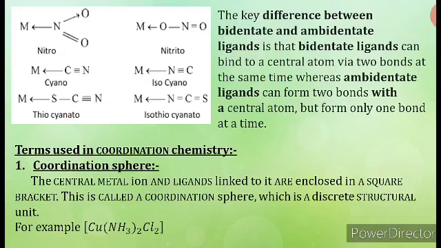So in this example, Cu(NH3)2Cl2 is enclosed in a square bracket. This square bracket, with all these entities combined together, copper, ammonia and chloride ion, bonded by coordinate covalent bond, is known as the coordination sphere. Clear? This square bracket represents the coordination sphere.